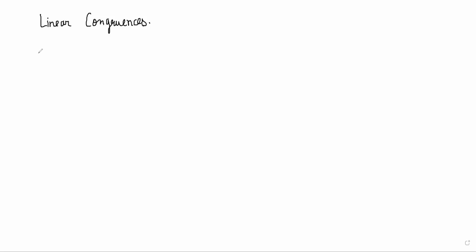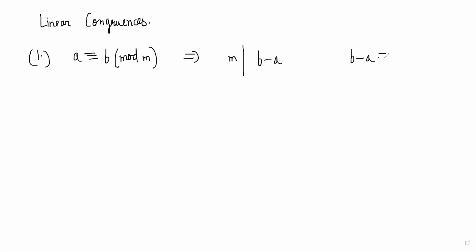So the first thing is basically understanding what a congruence is. If A is congruent to B mod M, what that means is that M divides B minus A, right? So basically B minus A should be equal to some M times K, where K is an integer, K belongs to Z. That is the basic idea of congruences. And you might be familiar with some properties of congruences.